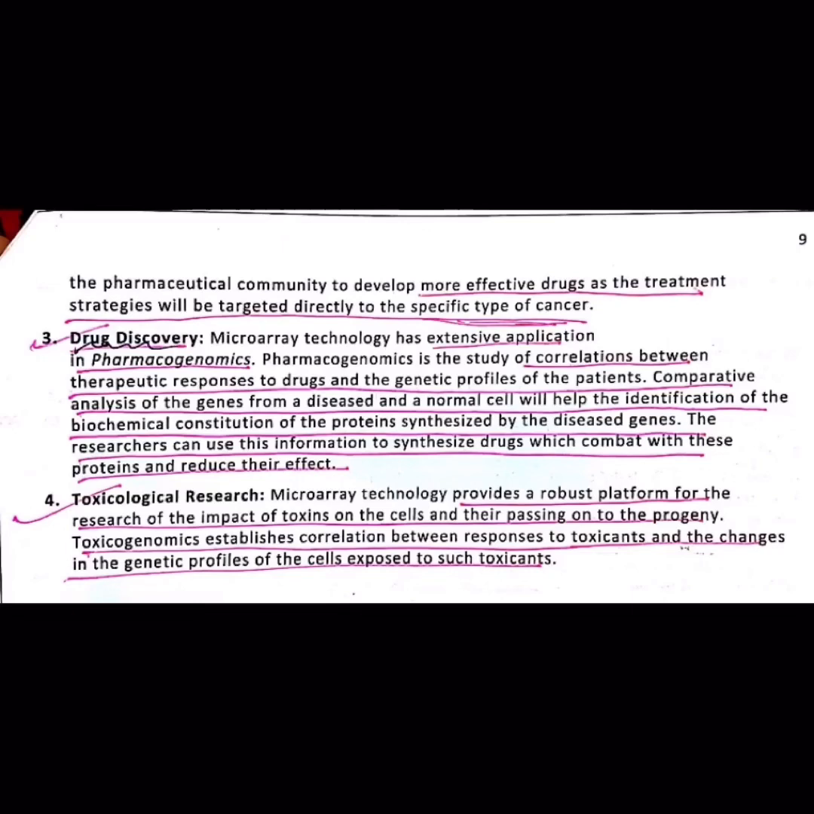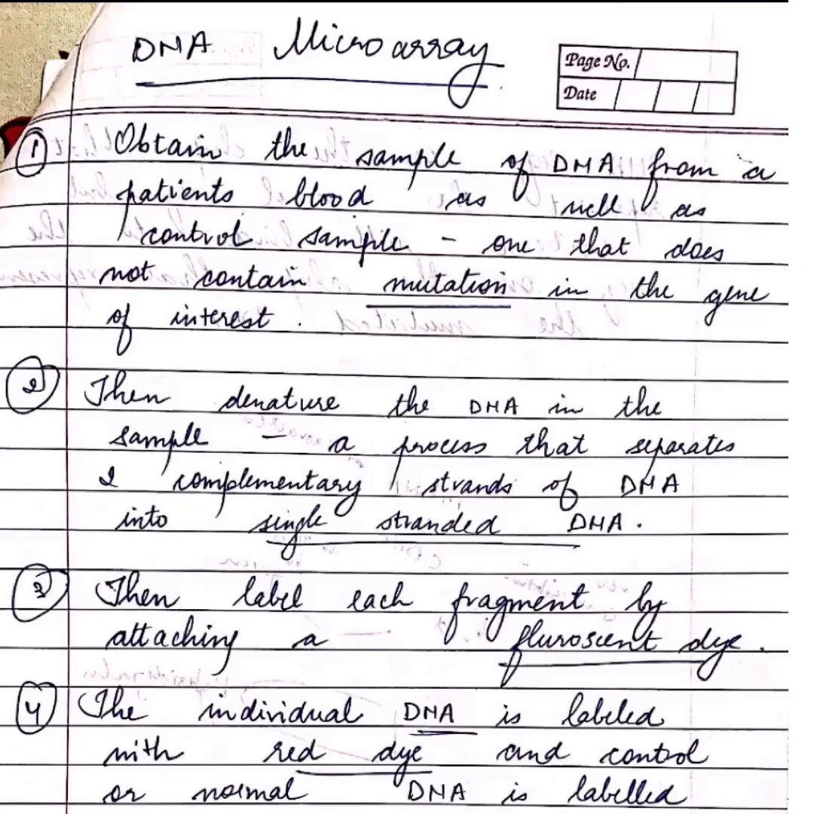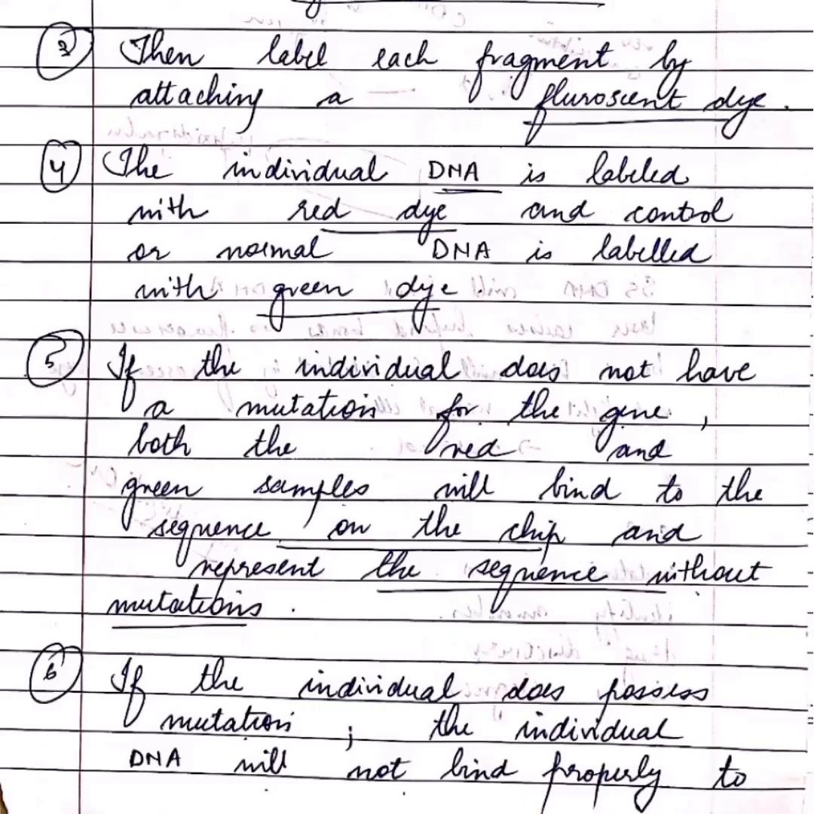Now one type is DNA microarray technology, that is of the same type, but still I've made a note on it for you guys so that you can study it. It basically involves the usage of DNA where the DNA is labeled with the red dye and the normal DNA gets labeled with the green dye.